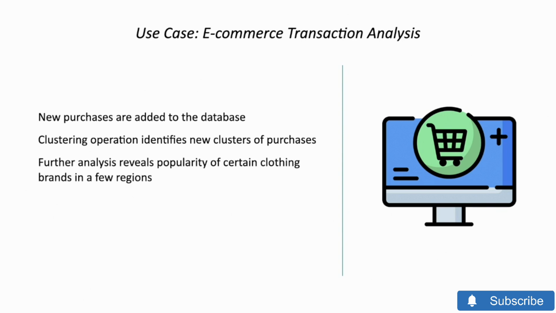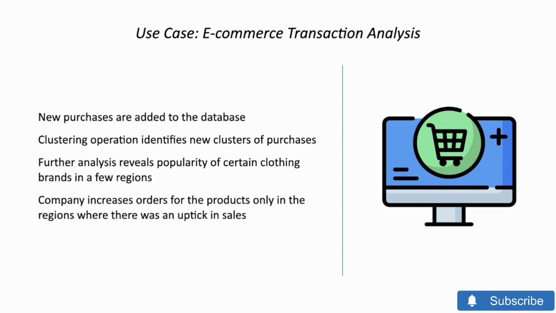This in turn might reveal that there are specific clothing brands that happen to be very popular in certain regions. It may be a combination of these brands and regions which make up some of the clusters. Based on this information, a company may decide to procure more of the products corresponding to those brands in the regions where they're very popular, while not changing anything in the other regions.